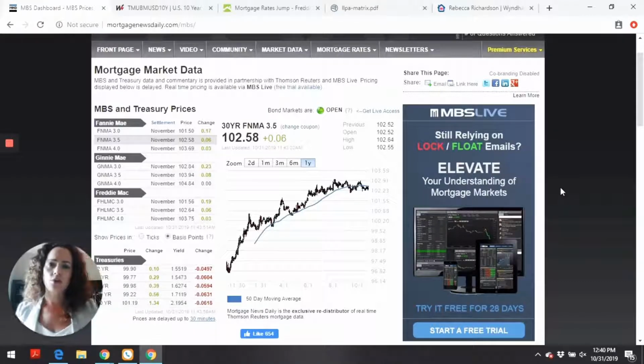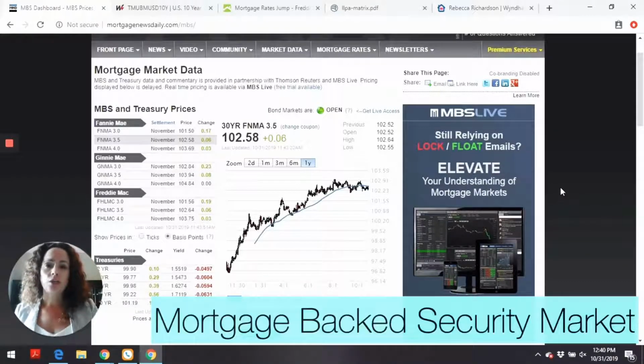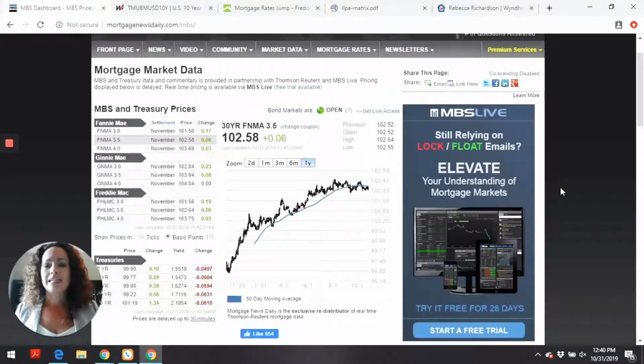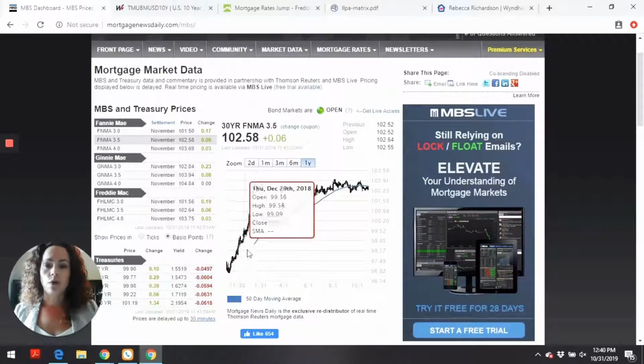So this first screen that I'm showing you is actually the mortgage-backed security market. Mortgage-backed securities are what sets mortgage rates. And essentially it's how loans get securitized and packaged into a bond, a mortgage bond. So just like the stock market trades every day, the bond market trades every day, mortgages being a part of that. So what I'm showing you right here are basically the price of those mortgage bonds.